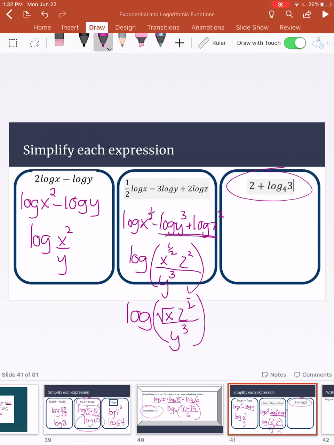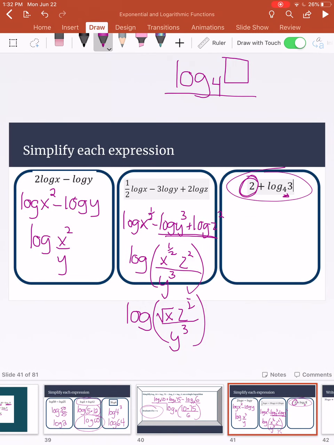So right now I can't use log laws. Remember, you can only use log laws if you have two logarithms with the same base. This 2, that is not a log. So I can't just go ahead and multiply it. So what I can do is I can turn this into a log, but in order to use log laws, it would need to have a base of 4. So I need a log 4 with an argument, and I need this whole expression to equal 2 so that I can substitute it in.